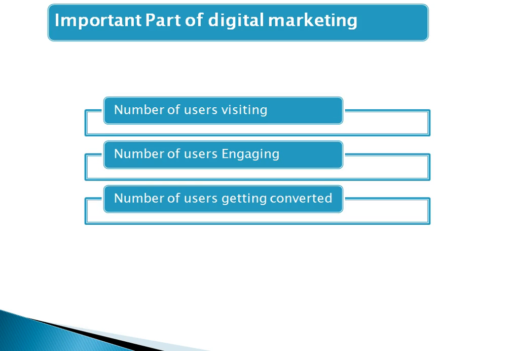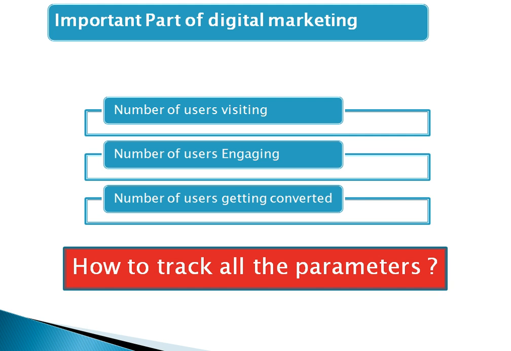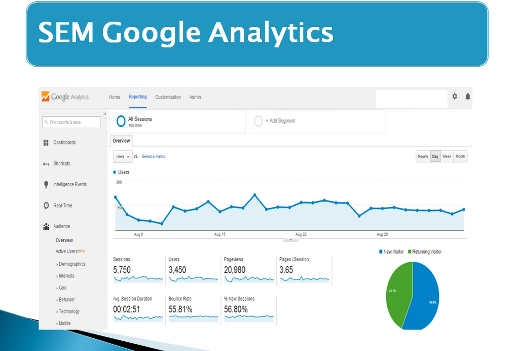See, guys, what is the important part of digital marketing? It's the number of users visiting, and then the number of users engaging, and then the number of users getting converted. So basically, how do you track all these parameters? The one word for that is Google Analytics. This is just a screenshot of Google Analytics. It shows the number of users visiting your site, number of page views, how many people visited, from which country, and all those kinds of analysis can be done through Google Analytics.